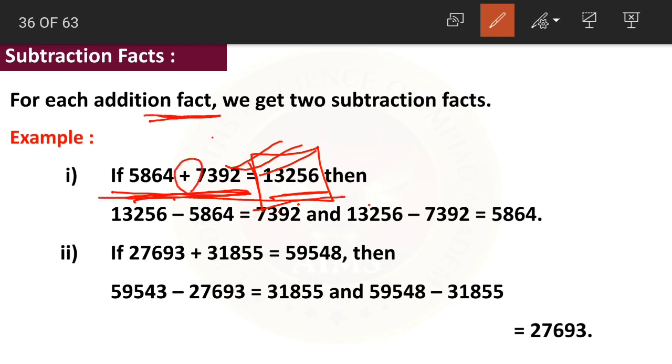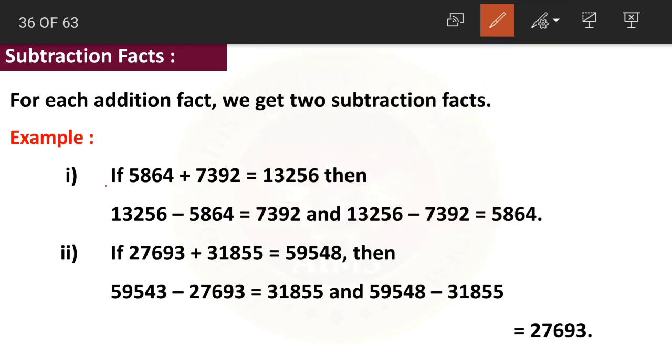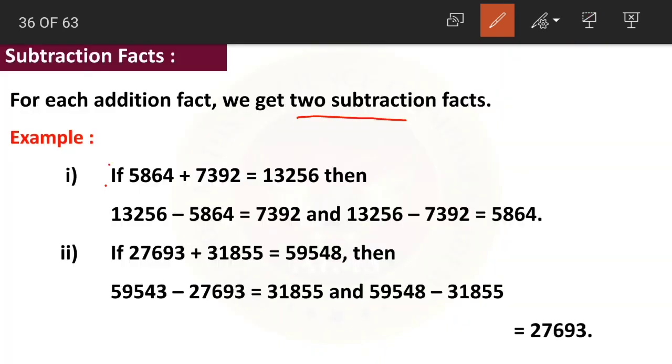Addition fact. Now for this addition fact, we will get two subtraction facts. What do we get, children? We'll get two subtraction facts. Now, what do we know about subtraction? What is the basic thing we know about subtraction? Larger number minus smaller number gives us the difference. Yes. Larger number minus smaller number is equal to the difference.